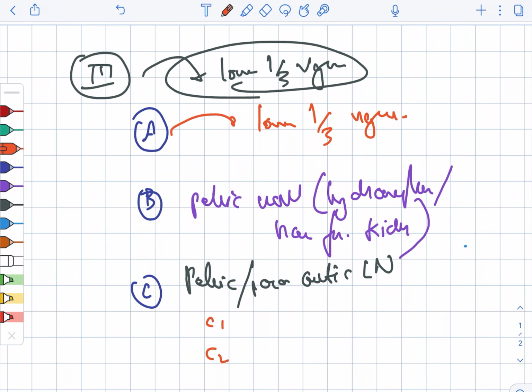So now looking at C1 and C2. C1 involves the pelvic node and C2 involves the para-aortic nodes.